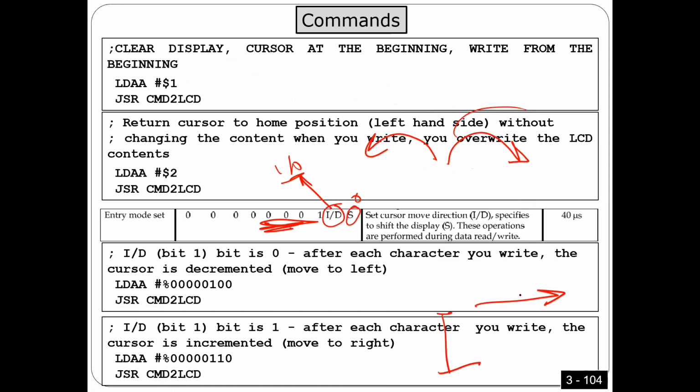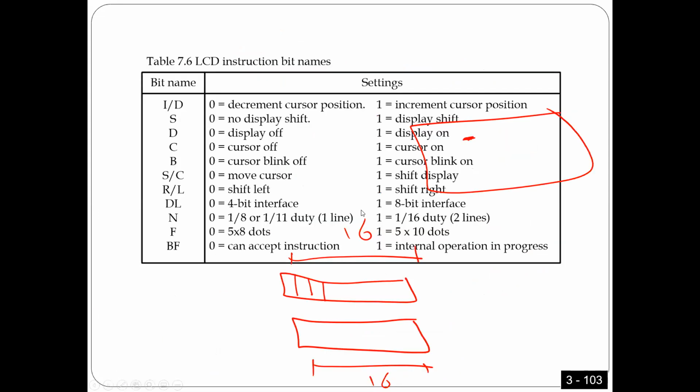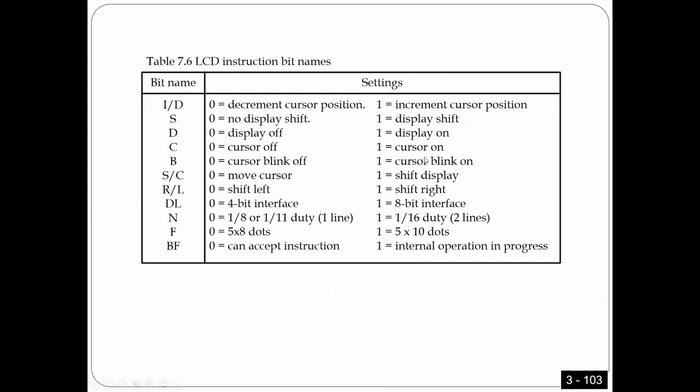So every time I need the cursor to go to the right? Now, what is this S here? If you come here and see what is S, this S here is whether you want to do a display shift or no display shift. So what does this mean? It means, do you want to shift the display or not?